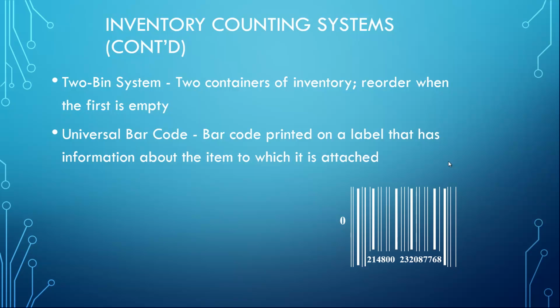We can count using a two-bin system, which is two containers of inventory. When the first is empty, an order will be placed to replenish inventory items. We can also count or track items using a universal barcode, printed on a label that has information about the item to which it's attached.